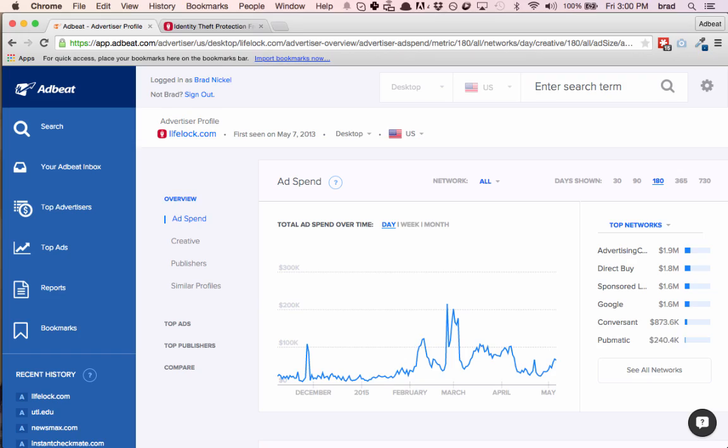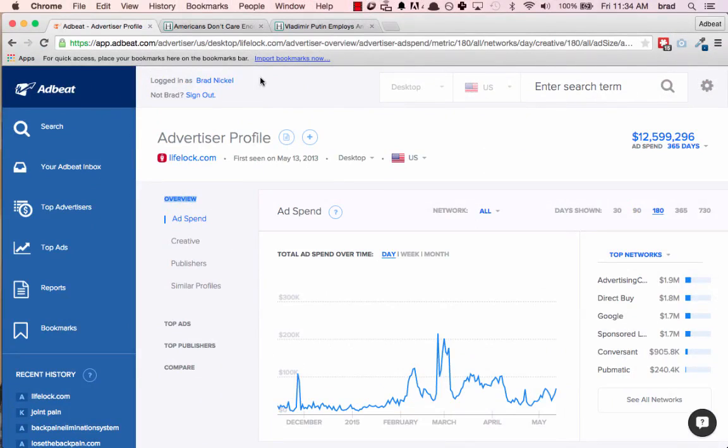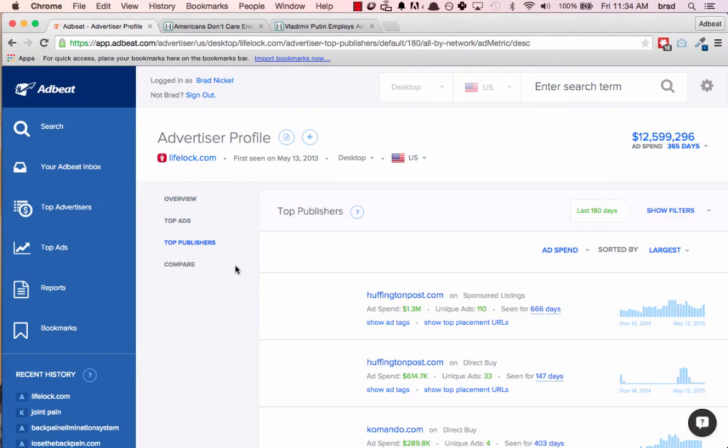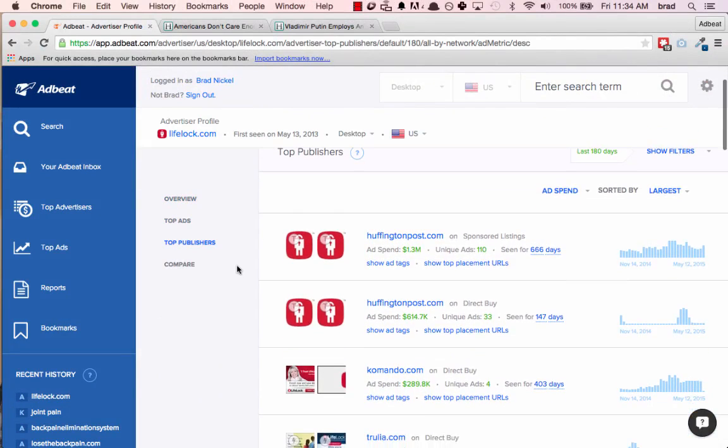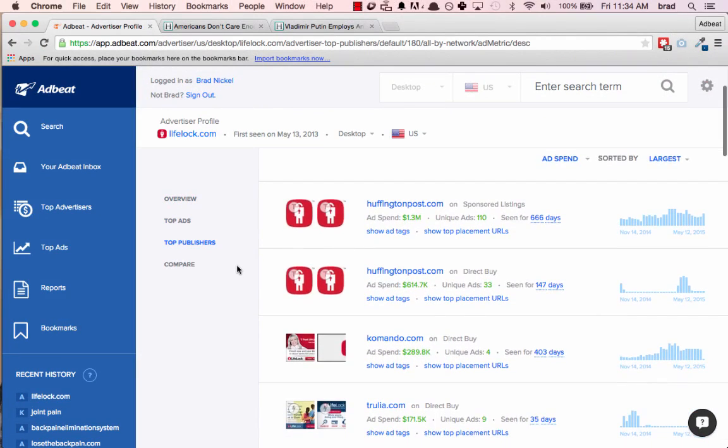Whereas prevention, like LifeLock, is not something that they wake up every day and think about. So let's take a look at which publishers they're buying their ads on. LifeLock is a product that almost 100% of people could get some use out of because we all have identities, so everybody can have their identity stolen.